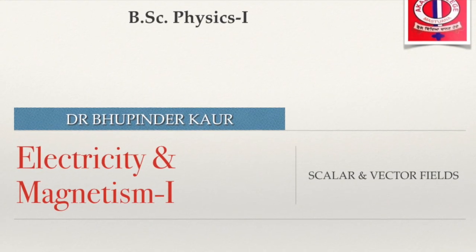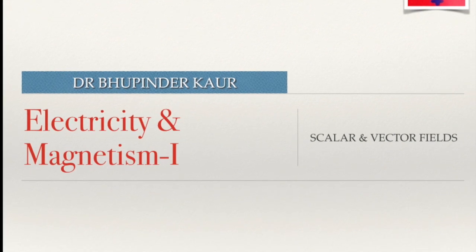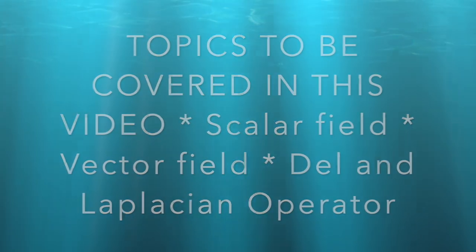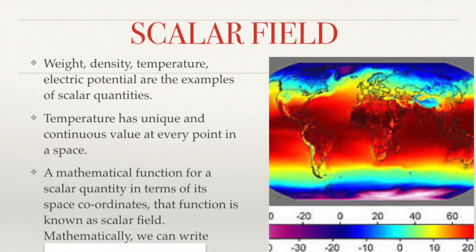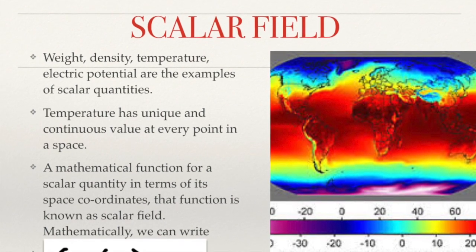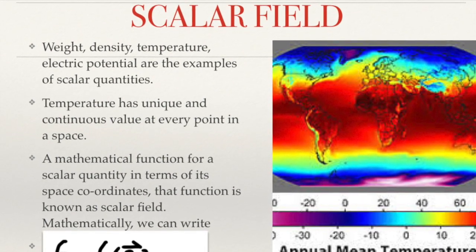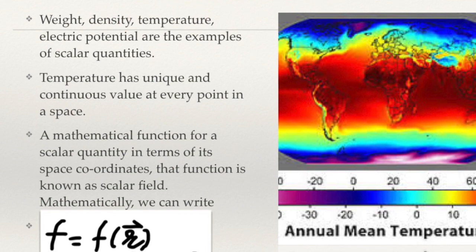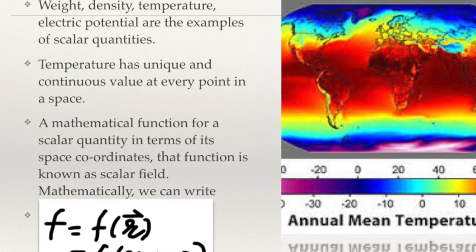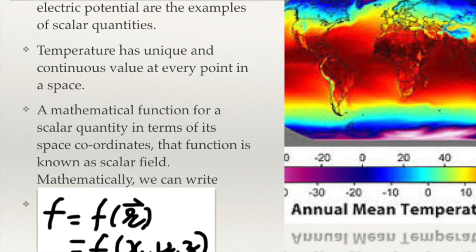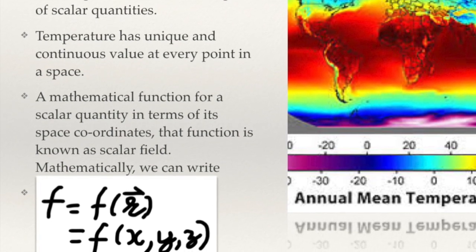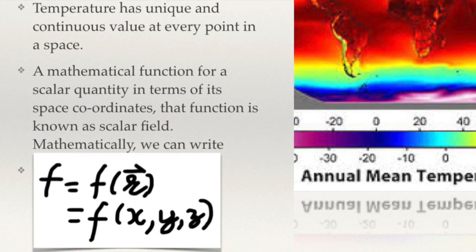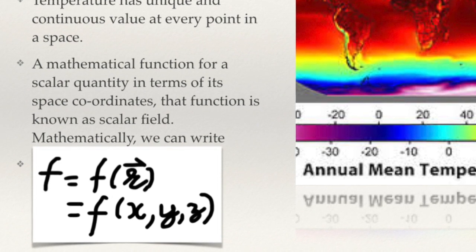Let's start. The first part of electricity and magnetism: in this, we cover scalar and vector fields and two more operators, the del operator and the Laplacian operator. Okay, the figure shows that temperature varies on earth. So temperature has a value at every point in space. Many quantities, such as weight and density, are scalar quantities which have a value at each and every point in space. So we define a mathematical function for these scalar quantities. That function is known as a scalar field. Mathematically, we can write this function as f = f(r vector), where r vector represents the x, y, z coordinates of space.